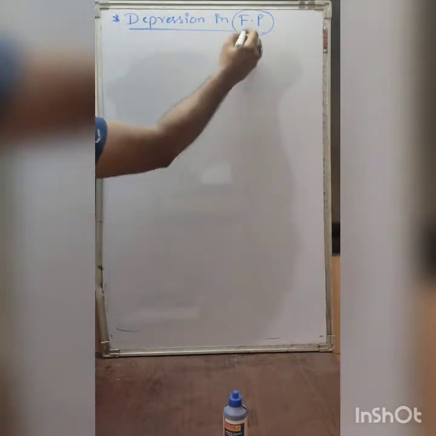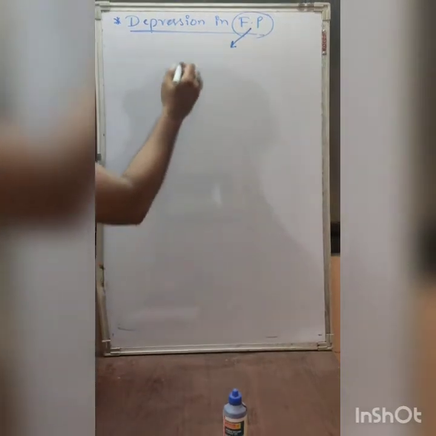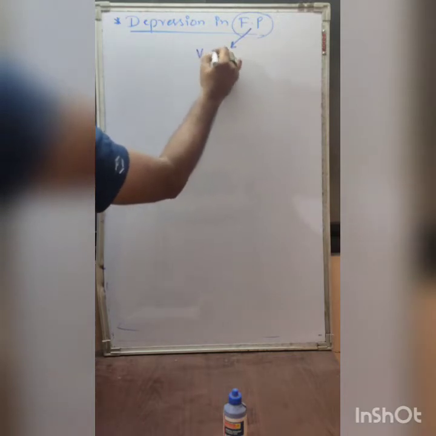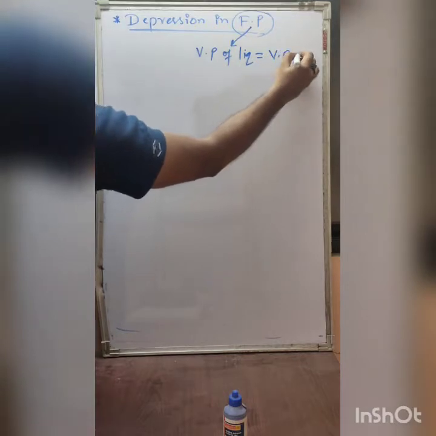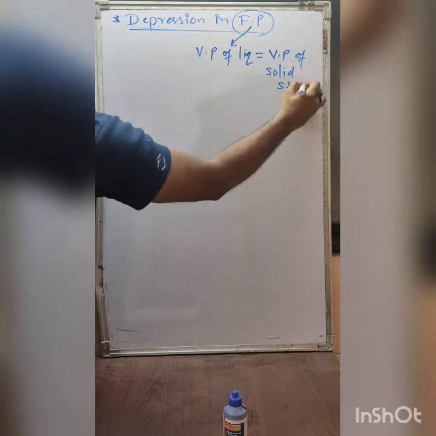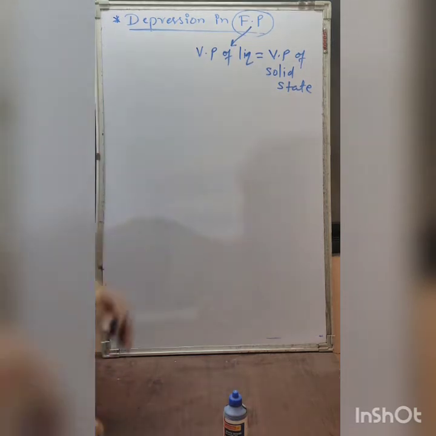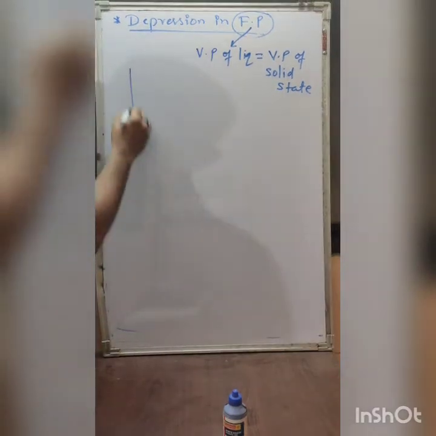First of all, what is meant by freezing point? Freezing point is defined as the temperature at which the vapor pressure of the liquid is equal to the vapor pressure of the solid state. When the vapor pressure of liquid is equal to the vapor pressure of solid state, it is called the freezing point. Now we will go through this with the help of a graph.